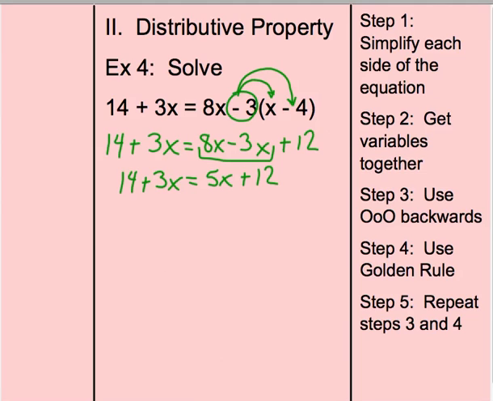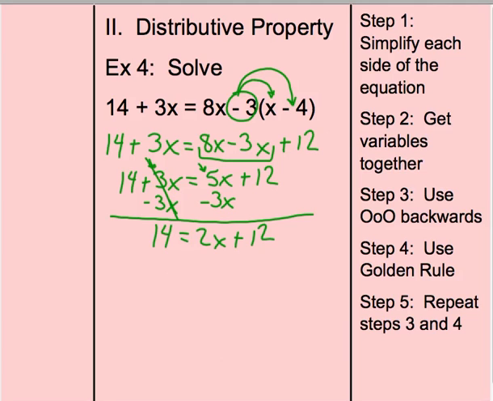All right, now I'm on step 2 because each side is simplified. So I'm going to get my variables together. I'm going to cancel the variable with the smaller coefficient. My first coefficient is 3. My second coefficient is 5. So I'm going to cancel my positive 3x by subtracting 3x from both sides. Canceling on the left-hand side, I'm left with 14. 5x minus 3x is 2x, and then I bring down my plus 12.